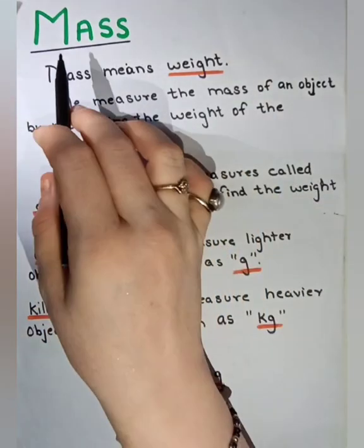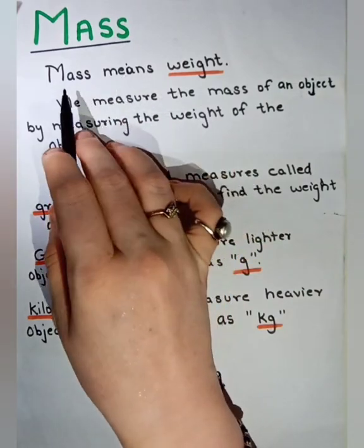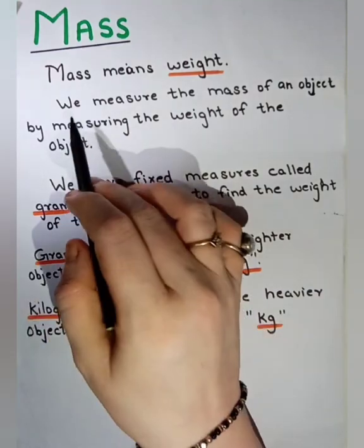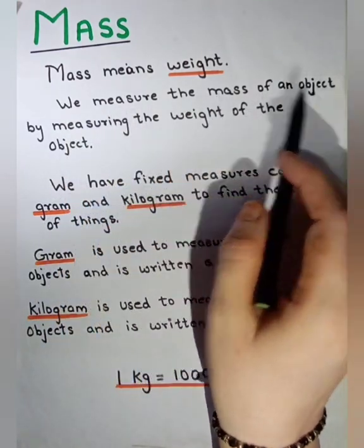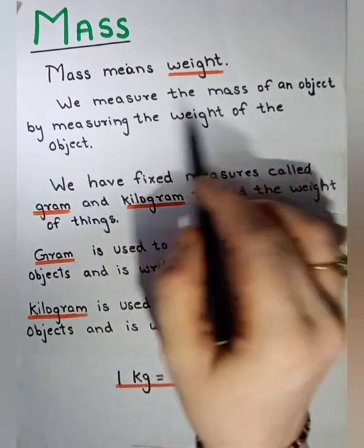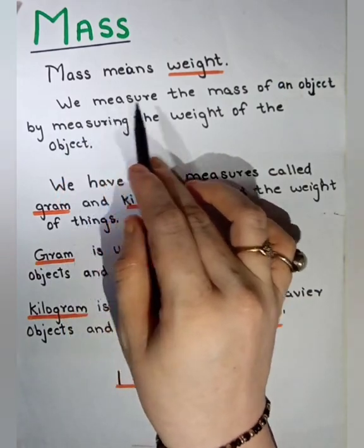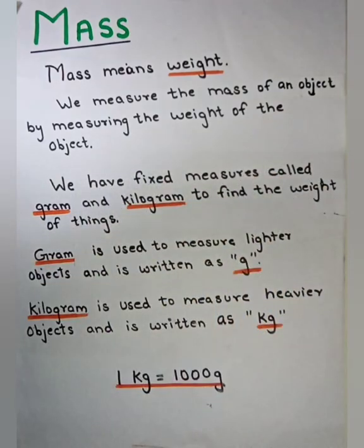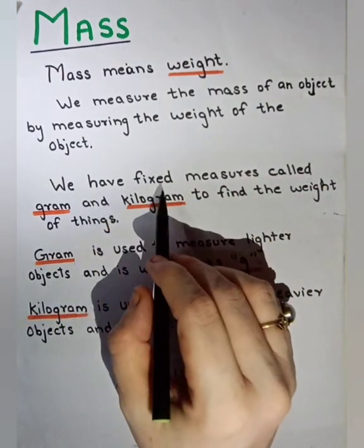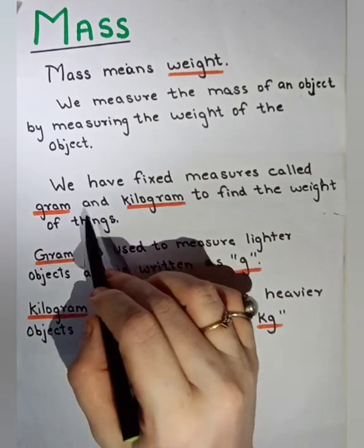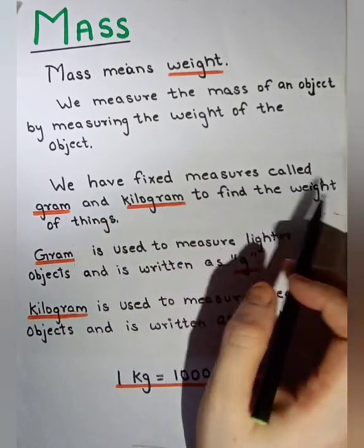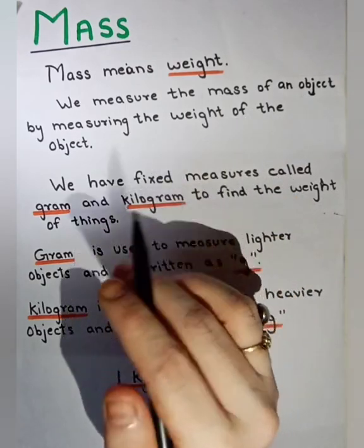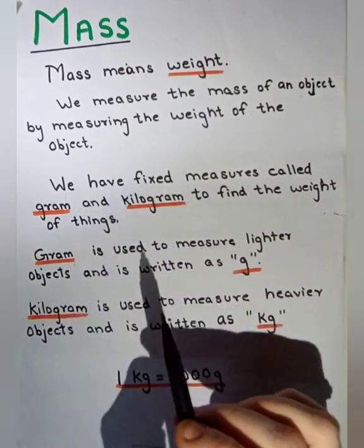Students, our next topic is mass. What is mass? Mass means weight. We measure the mass of an object by measuring the weight of the object. We have fixed measures called gram and kilogram to find the weight of things.